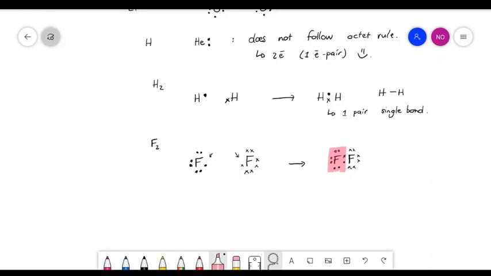He has a filled energy level, so he's happy. If we go and look at this one, how many electrons does he have around him? 8. So do you guys understand the octet rule? They want to fill up the orbitals until each of them has 8 electrons between them.